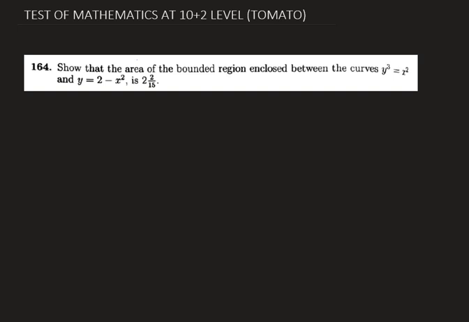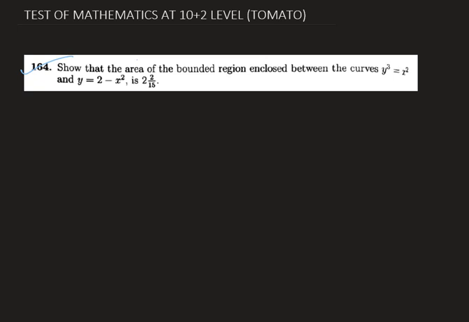Today we are going to solve one problem from Test of Mathematics at 10 plus 2 level, which is abbreviated as TOMATO. This book is published by the Indian Statistical Institute to help students in their preparation for ISI entrances. So let's check what is in this problem.